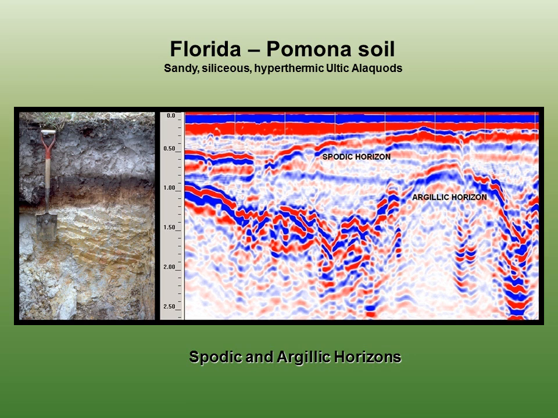Here we see a soil profile and a radar record from an area of Pomona soil in Florida. Two diagnostic subsurface horizons that are used in soil classification are evident on this image: a higher lying spodic and a deeper lying argillic horizon. As you can see, these horizons are highly variable in depth over short distances. The presence and depth to these two horizons affect soil classification and soil interpretation. Knowing this information is valuable to soil survey.